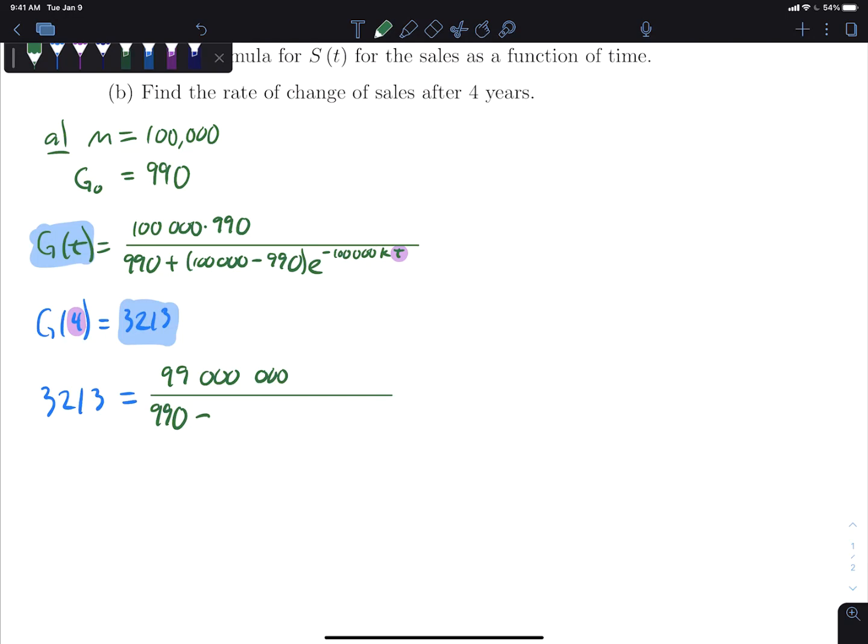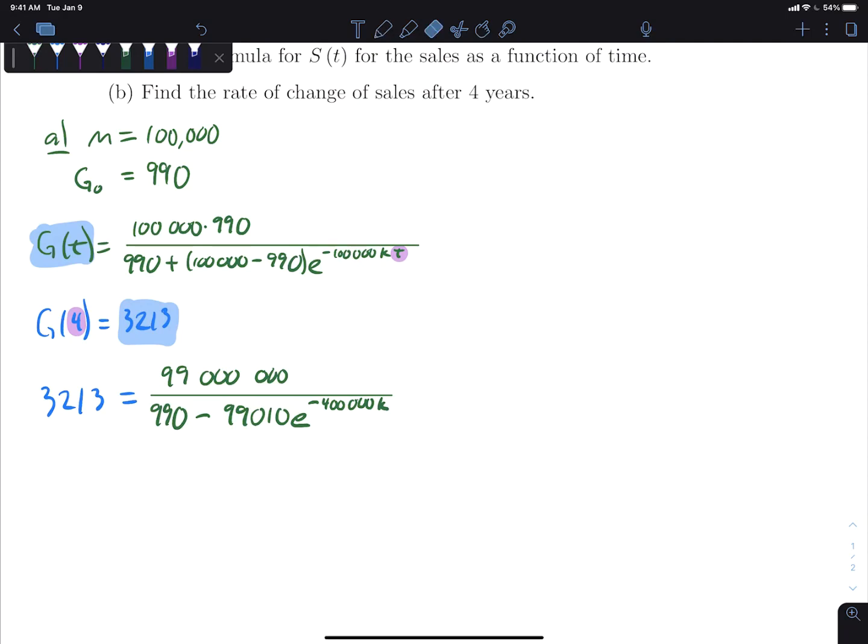What is that? 99,010. And then e to the negative, now 100,000 times 4 would be negative 400,000, and then k. And at this point, we just solve for k.